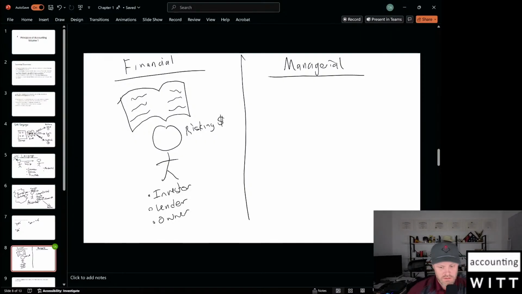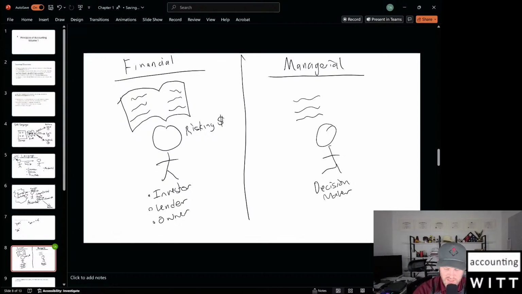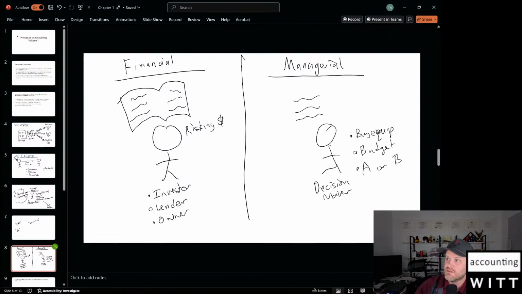Whereas in managerial accounting, this is an internal decision maker. This is reading information and trying to decide things inside the business, like should we buy equipment? Or what should our budget be? Or should we use part A or B? So it's decisions within a business. Okay, I got to stop there. I will come back and finish this next time.